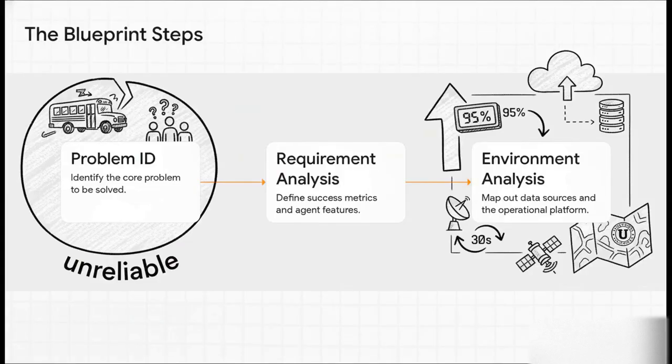So, this planning stage really boils down to 3 key steps. First up, problem identification. What's the actual issue? Simple. Students are late because the bus schedule is, let's just say, unreliable. Second, requirement analysis. What does success look like? Let's say the agent must predict arrival times with 95% accuracy and needs to update every 30 seconds. And third, environment analysis. Where will this thing live? It's going to need access to the university's bus GPS data, and it'll probably run on a cloud server.